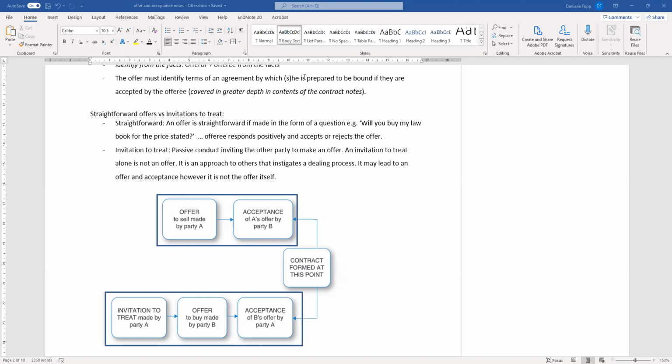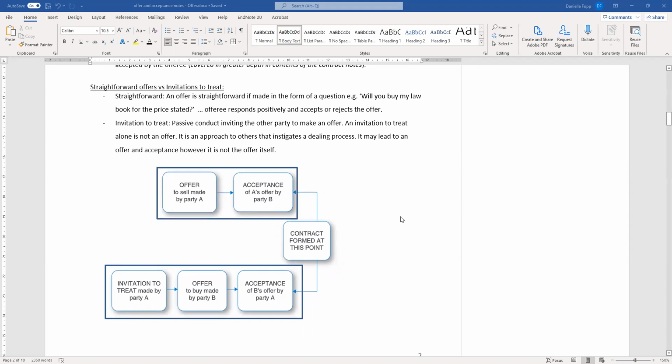Invitation to treat. This is sometimes used as a tricky point in tutorial questions. Is it an offer? Is it an invitation to treat? It is passive conduct, inviting the other party to make an offer. An invitation to treat alone is not an offer, but it is often used as an approach to others that instigates a dealing process. So the invitation to treat, as we will see in the below diagram, may lead to an offer and acceptance. However, it is not the offer itself.